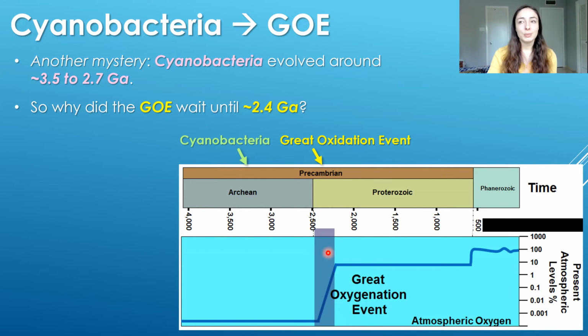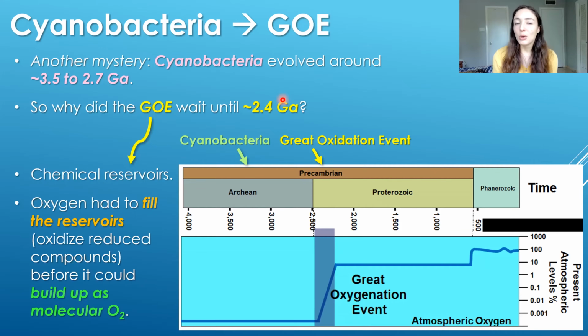I mentioned this earlier. It's basically when Earth became largely oxygenated because of oxygenic photosynthesis, which was done by cyanobacteria. So why didn't the oxidation event happen right after or during the evolution of cyanobacteria? Because cyanobacteria evolved and immediately expanded because of their ability to use water rather than chemicals from hydrothermal vents for their metabolism. Well, the reason why the GOE, or Great Oxidation Event, didn't happen until way later, around 2.4 billion years ago, is probably because of chemical reservoirs.